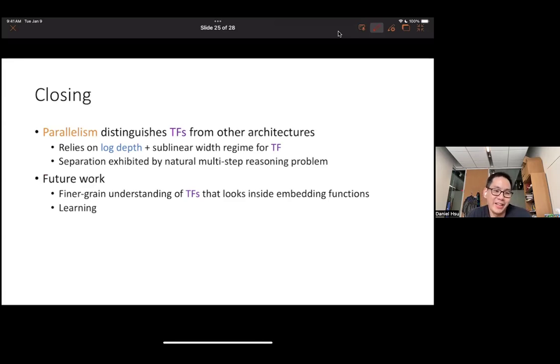And then, of course, I didn't say anything about learning. These are all just hand constructions and maybe some empirical observations about what happens when you try to train transformers. It would, of course, be nice to understand if any of these solutions can actually provably be found by efficient learning algorithms.